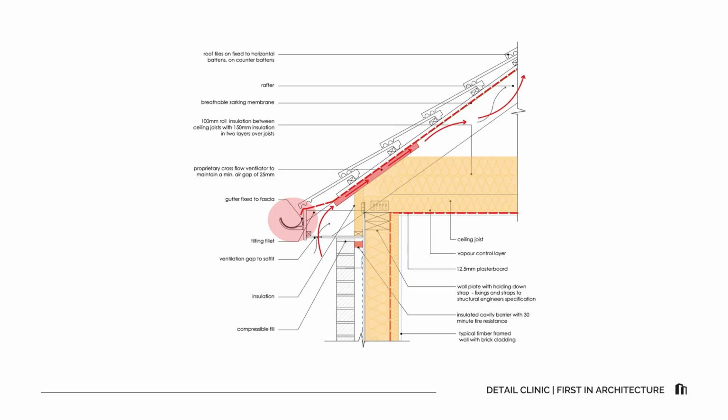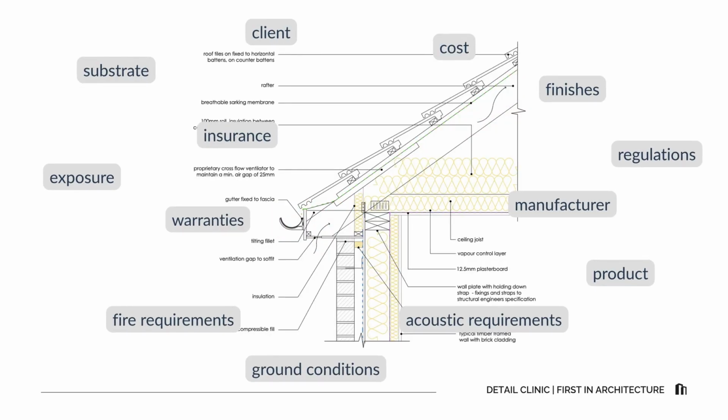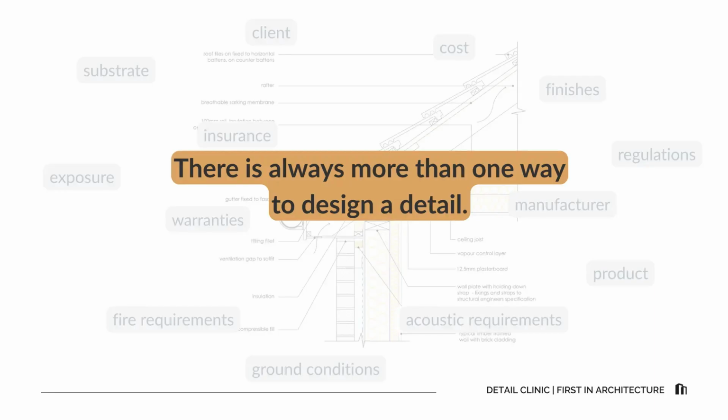Fire strategy is really important, so cavity barriers must be coordinated with the rest of the wall and roof build-up, and always follow the manufacturer guidance for ventilators, membranes, roof coverings, and coordinate with the structural engineer for wall plate, restraint and fixings. As always, project specifics matter, so substrate, moisture, exposure, finishes, acoustic and fire requirements, warranties, insurer requirements and manufacturer guidance can all shift the final arrangement, so there's always more than one way to design a detail.